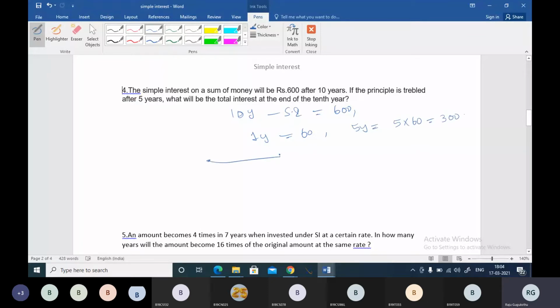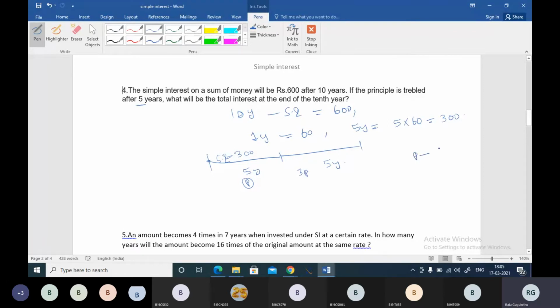So the first 5 years we have, and the next 5 years we have. Here the simple interest is 300 for the first 5 years. Now the question says, see, the first principal is P only here, and you are getting simple interest as 300. And the principal is tripled, it has become 3 times after 5 years. So now the principal is becoming 3P.